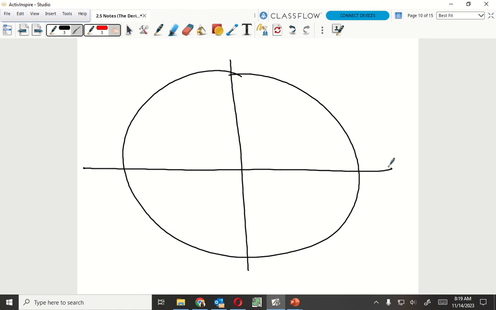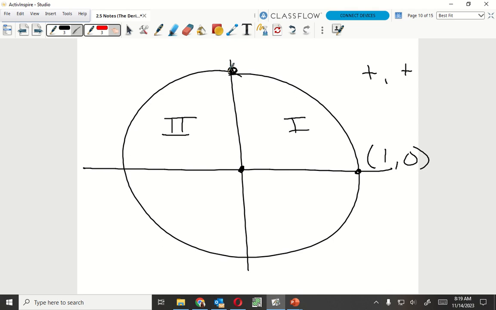Over here, if that's 0, 0, right? The x values going this way are positive, right? So this is going to be positive 1 and 0. Right there. So the x value is positive and the y value is positive in quadrant 1. Yes? Okay, let's go to quadrant 2.